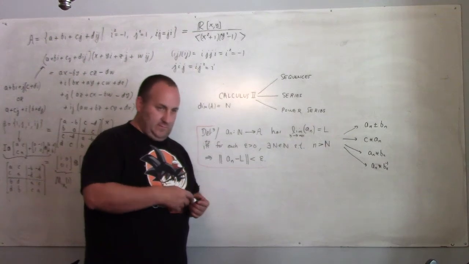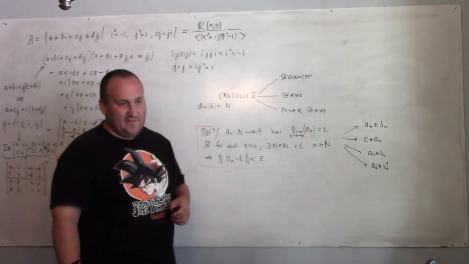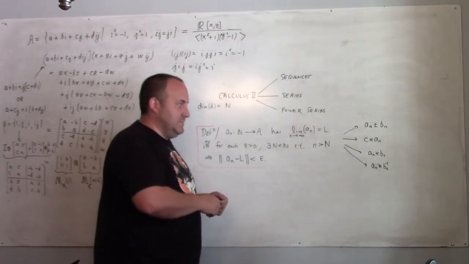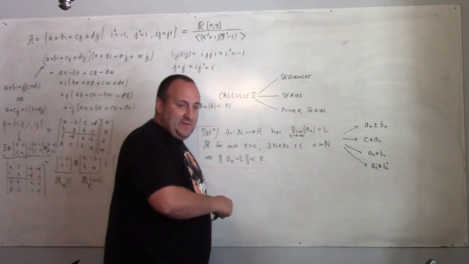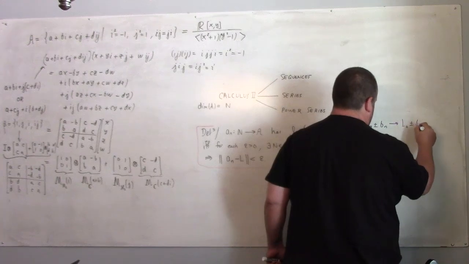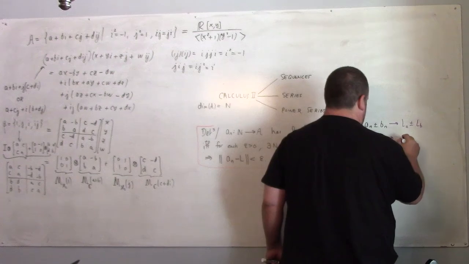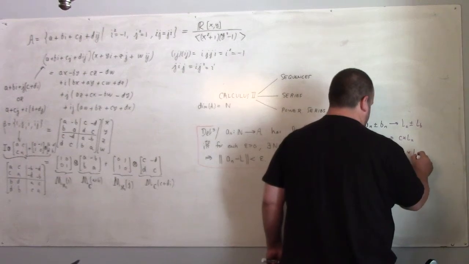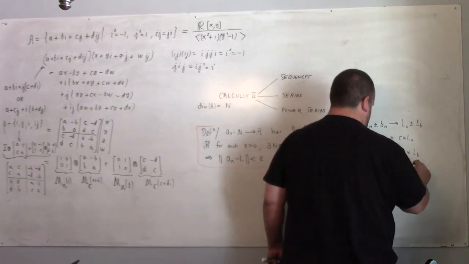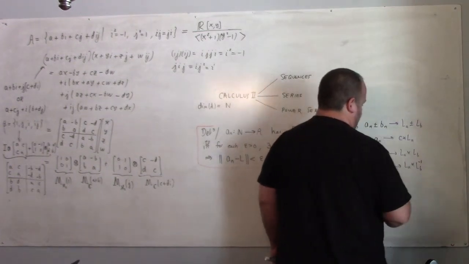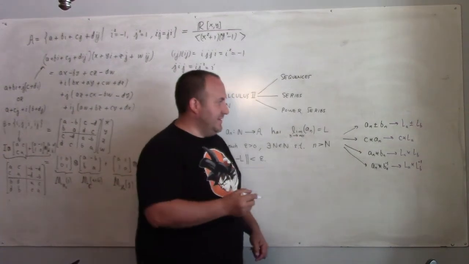And shockingly, we prove that if a sub n and b sub n converge to, let's say, L sub A and L sub B respectively, then this converges to L sub A plus or minus L sub B. This converges to c star L sub A. This converges to L sub A star L sub B. And this converges to L sub A star L sub B inverse, of course assuming that it's an invertible element, as n goes to infinity.